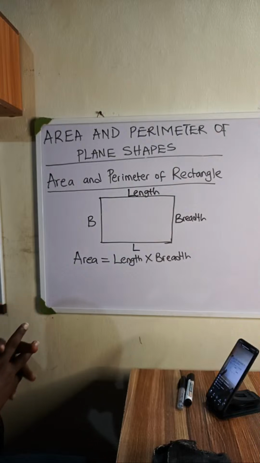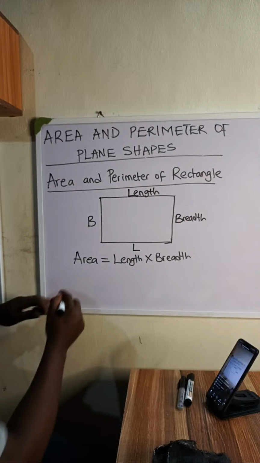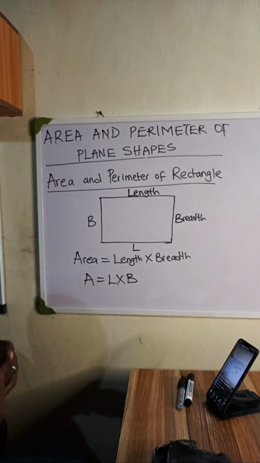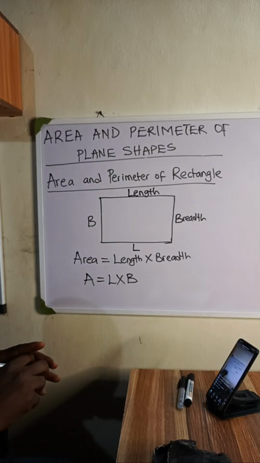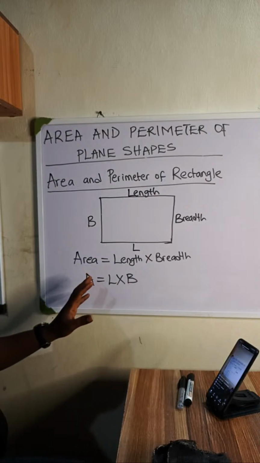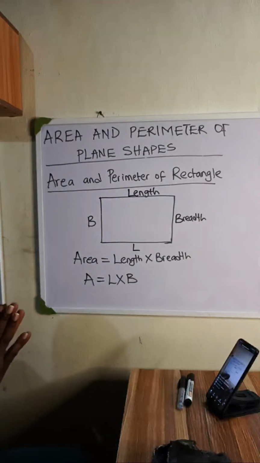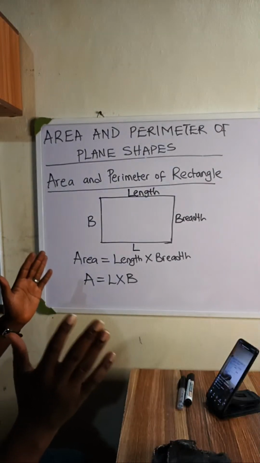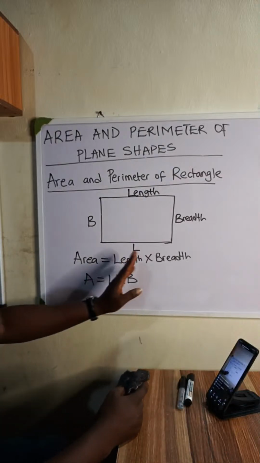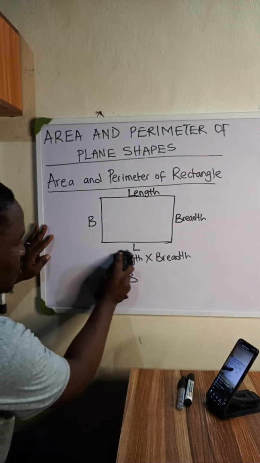So we're going to look at an example at this point. We can simply say A is equal to L times B. So that's the area. Before we start calculating, let's consider the perimeter. Area is equal to length times breadth. We've seen that. Let's consider perimeter.